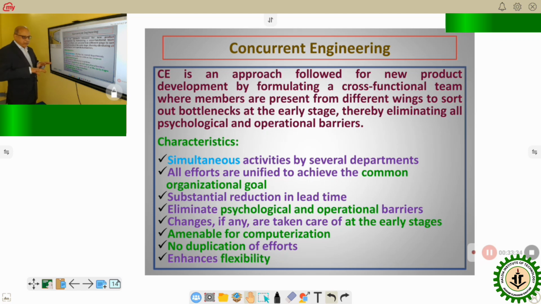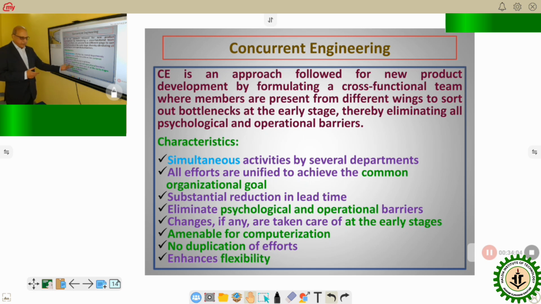So individual or departmental barriers should be removed so that they can work in a unified manner. Substantial reduction in lead time. That is the very attractive advantage of this computer integrated manufacturing system. Eliminate psychological and operational barriers. When people work in coordination almost simultaneously, those prevalent psychological and operational barriers will be removed, because all are using the same common computer platform and the common database.